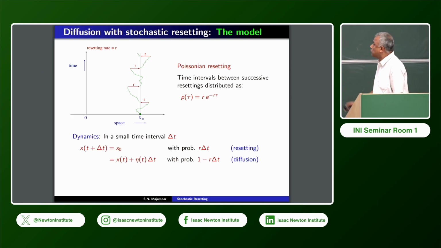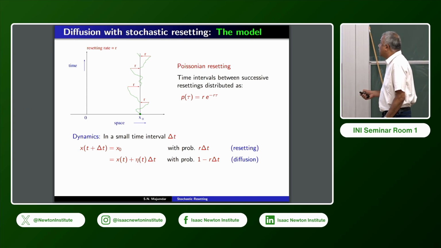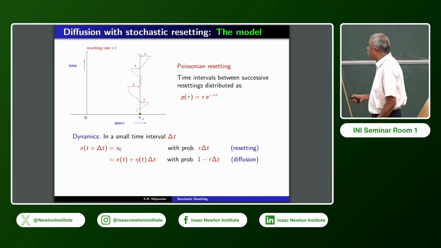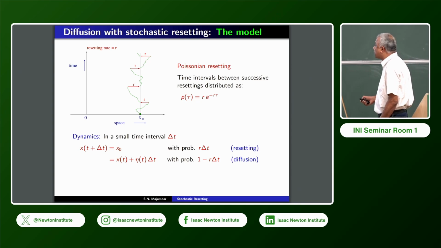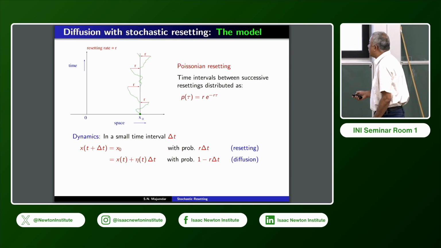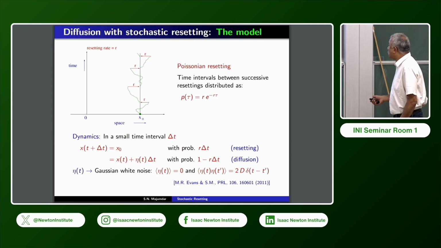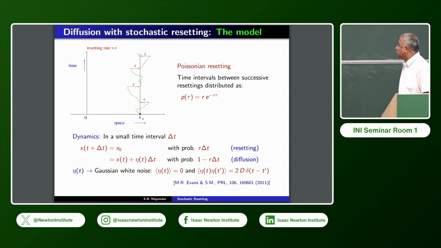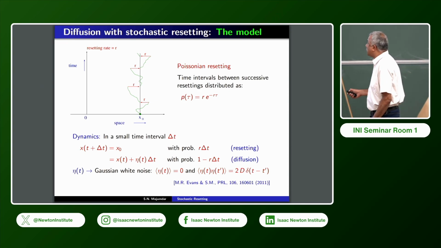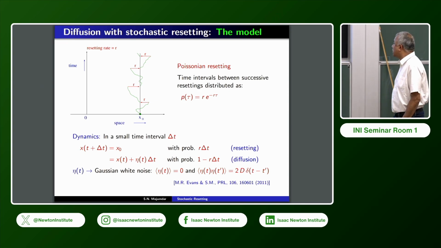If you're doing computer simulation in discrete time, in a small time interval delta t, you update the position. You either go back to x0 with probability r delta t. r is the rate, so r delta t is the probability. And with the complementary probability 1 minus r delta t, you just do diffusion. And this eta t is a Gaussian white noise with zero mean and a delta correlator. In the mathematics language, this is just dBt. So that's all the model. r, the resetting rate, is the only parameter in this simple model.